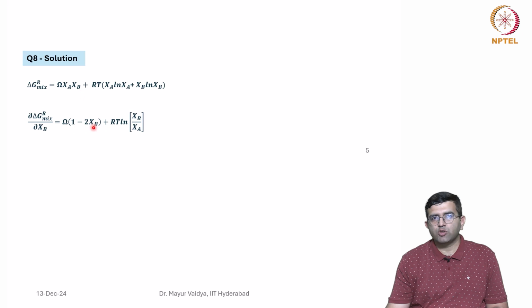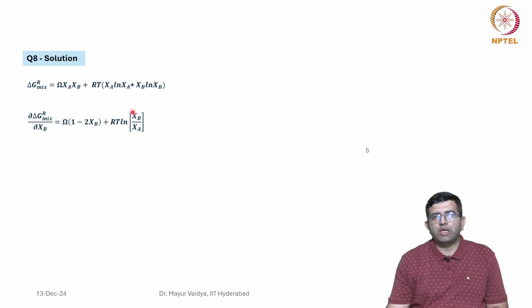So, this is omega into (1 minus 2XB) plus RT. Again, XA also you can write as 1 minus XB, and then by simple application of the product rule and certain cancelling of the terms, you will get RT ln(XB/XA). The in-between steps I leave to you, it is pretty straightforward. Now, as XB tends to 0, the term in the bracket tends to 1. As XB tends to 0, XA tends to 1, so this denominator also becomes 1.